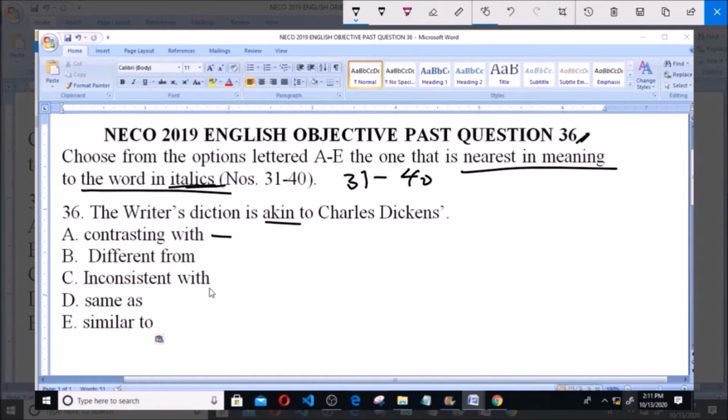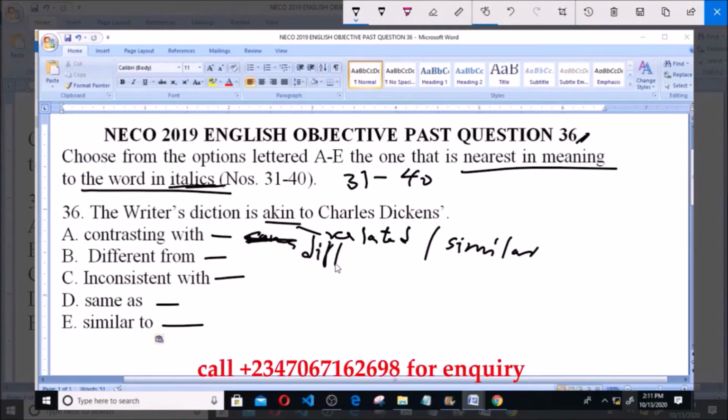Option A says contrasting with, B says different from, C says inconsistent with, D says same as, E says similar to. And when we talk of akin, it means related, or something that is similar. So contrast means difference. Then difference is applicable.